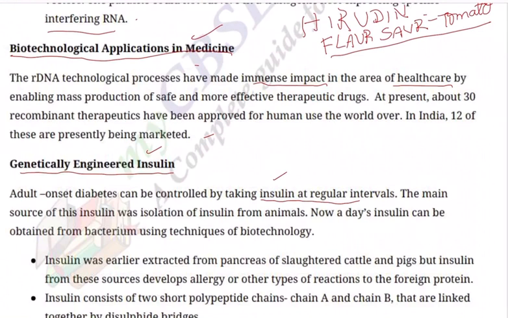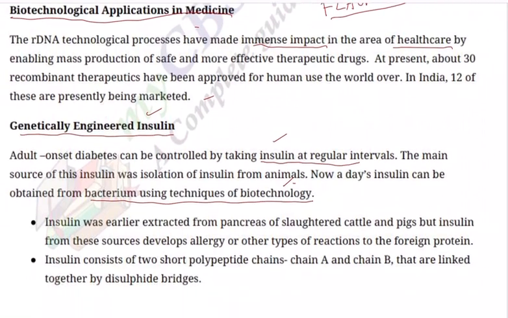So far, small doses of injections were given, and sometimes you must have observed diabetic people taking injections themselves. Nowadays, of course, even insulin tablets are available, so people who are averse or scared to take injections are taking even the tablets. The main source of this insulin was isolation of insulin from animals. Nowadays, insulin can be obtained from bacterium using techniques of biotechnology. This is the most important one.